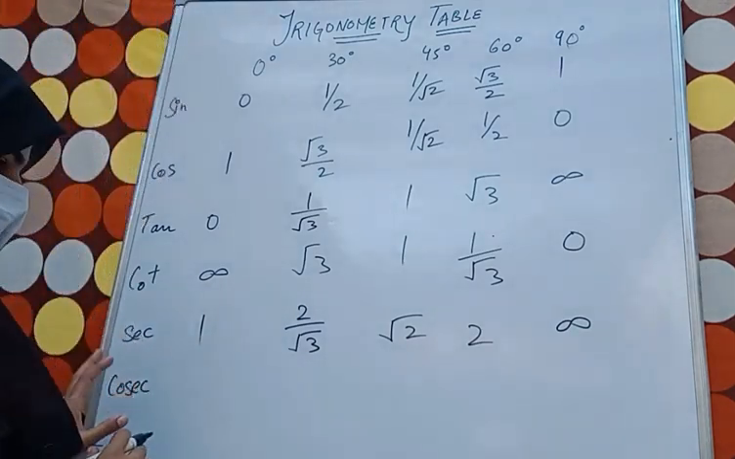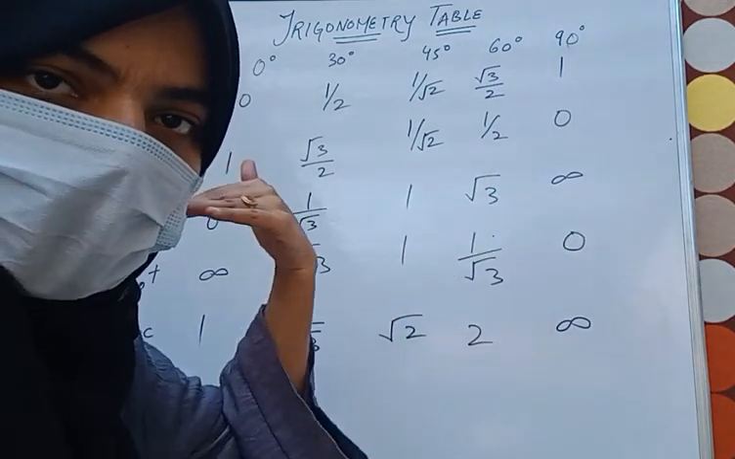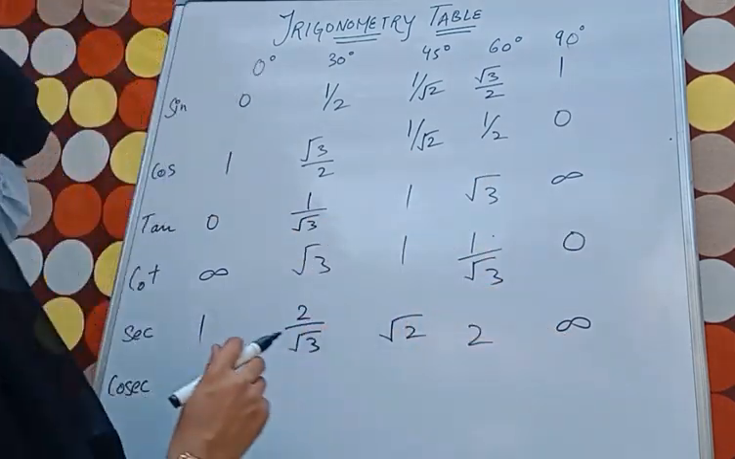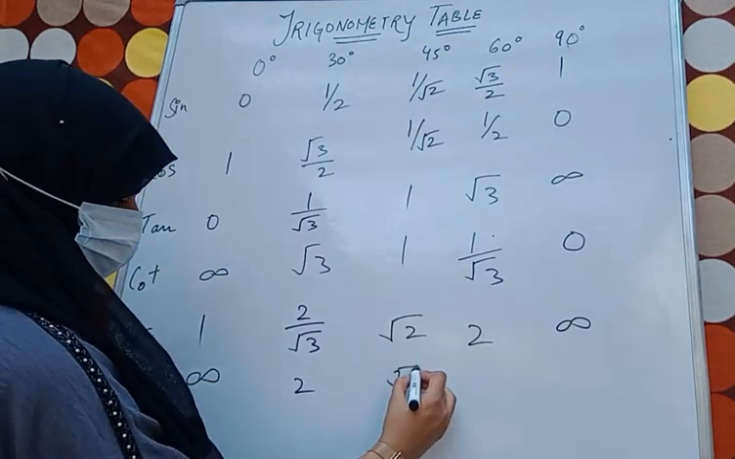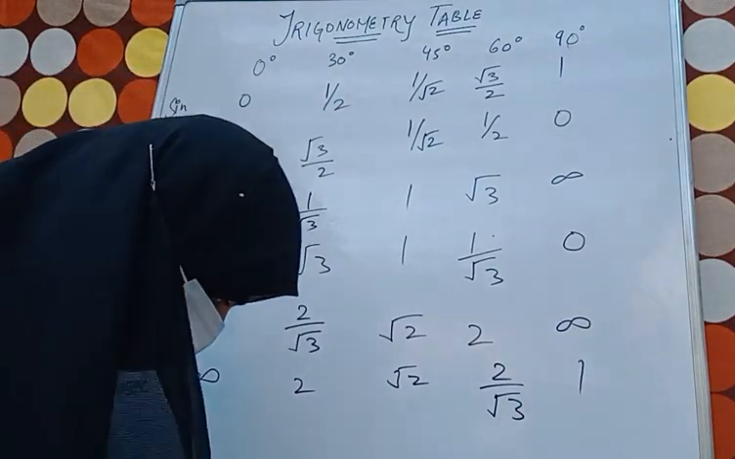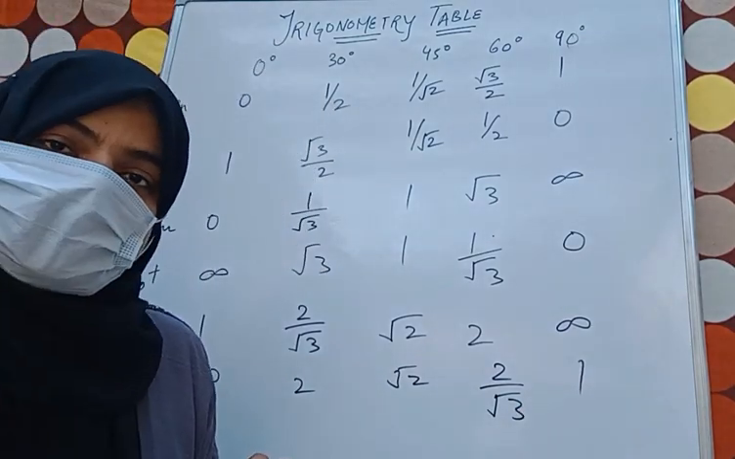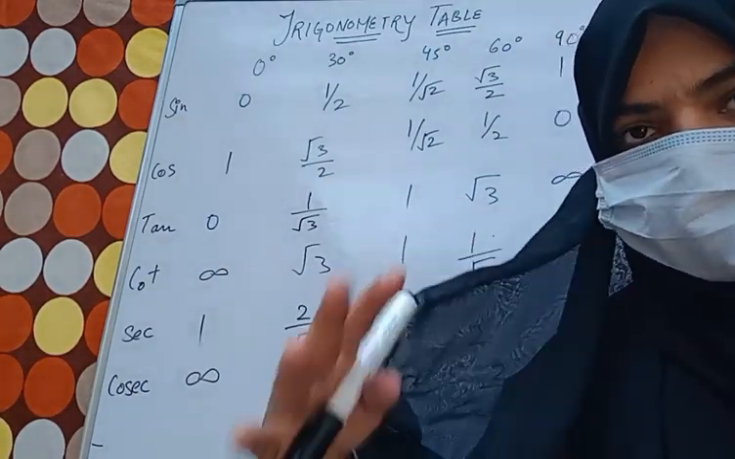Infinity. Now for cosec, we will do the same thing. We did it for sec, and cosec will be the same. Same way, put it here. Fine. 2, root 2, 2 upon root 3, 1. This is how our trigonometric table is being created, and this is how the trigonometric table works.